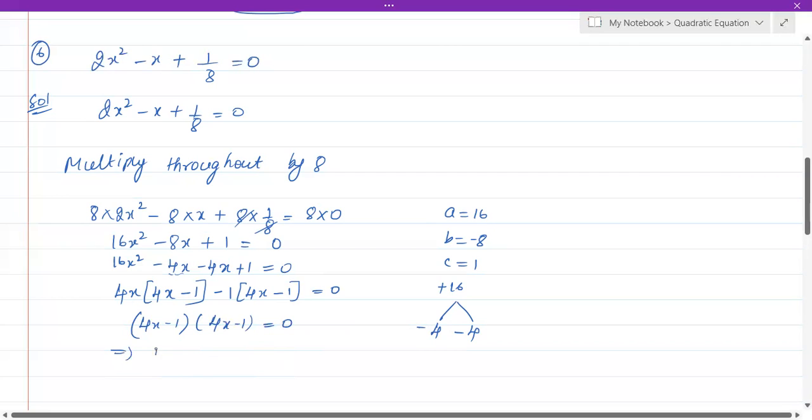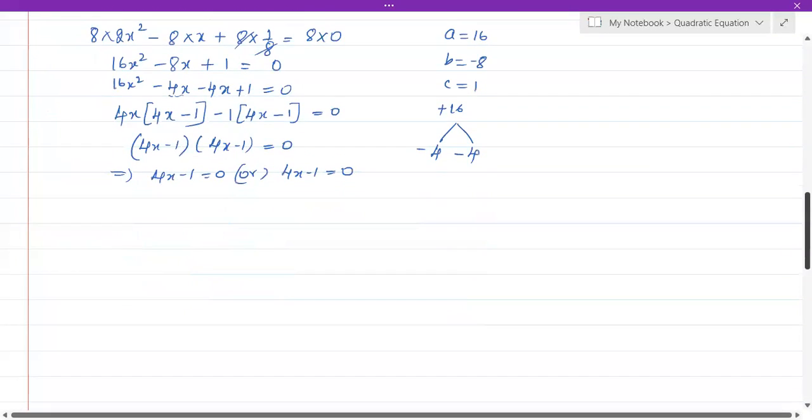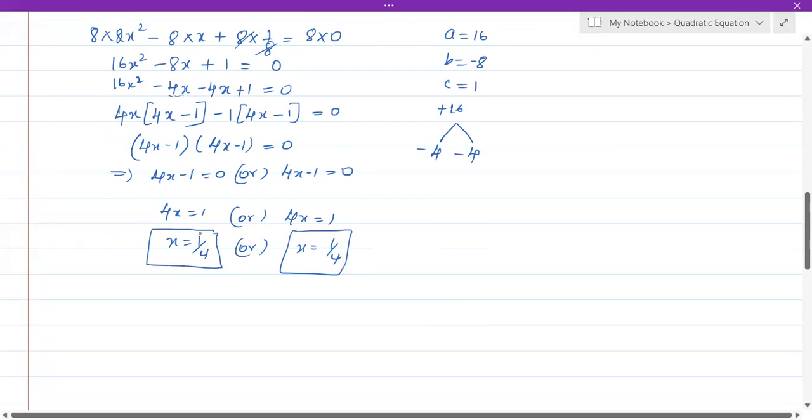So which implies 4x minus 1 equal to 0, or again the same thing, 4x minus 1 equal to 0. So which implies 4x is equal to 1, which implies x is 1 by 4 or x is 1 by 4. So we have got the roots. Both the roots are 1 by 4 and 1 by 4.